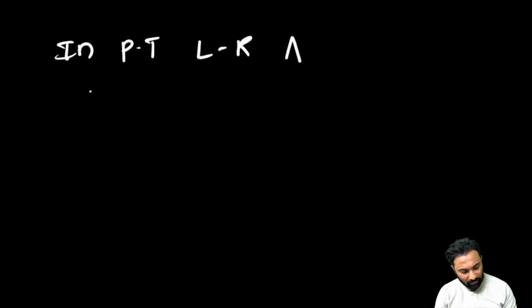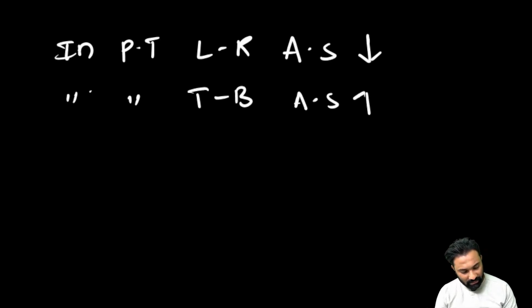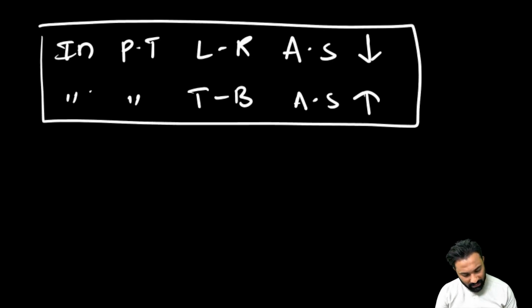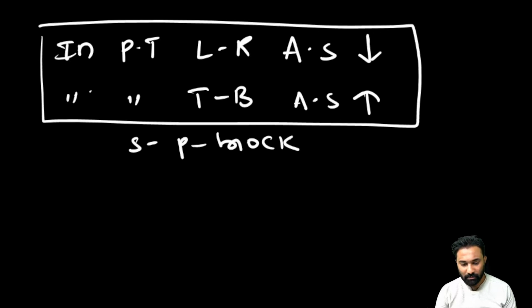Now, in the periodic table, if you go left to right, atomic size decreases. In the periodic table, top to bottom, atomic size increases. Clear? These are the two statements we got. So for the S block elements and the P block elements, we will not get any confusion.